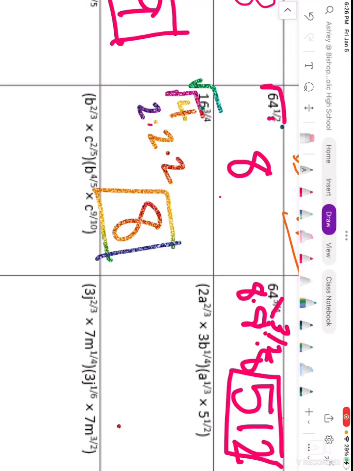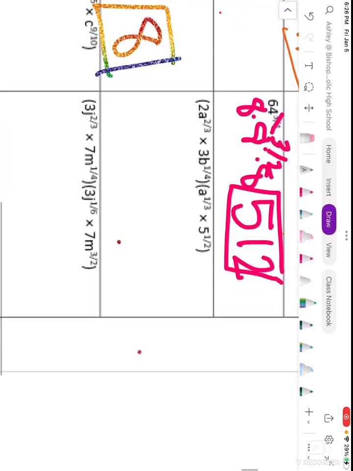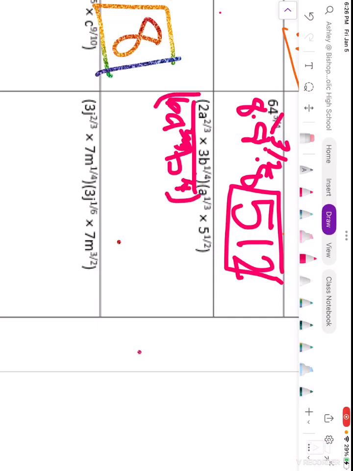All right, with these, we end up having to add fractions. Remember, when we add fractions, we need a common denominator. So first, we'll multiply these two together. 2 times 3 is 6, but our exponents stay the same because they can't combine. So a to the 2/3, b to the 1/4. And then here, 1 times 5 is 5. This was supposed to be b to the 1/2. A stays the same, a to the 1/3, b to the 1/2.